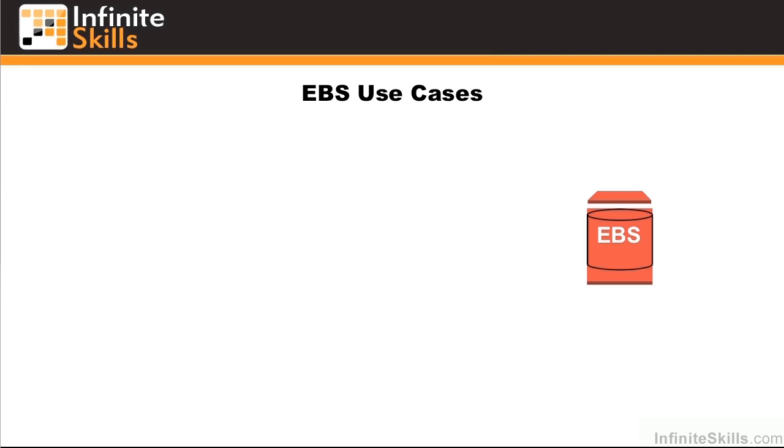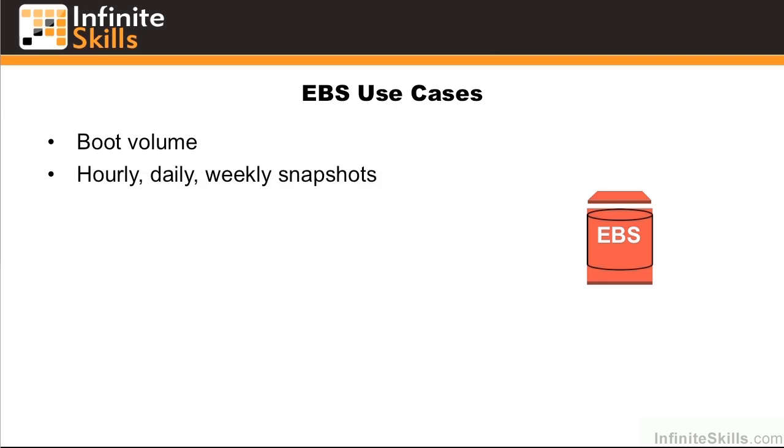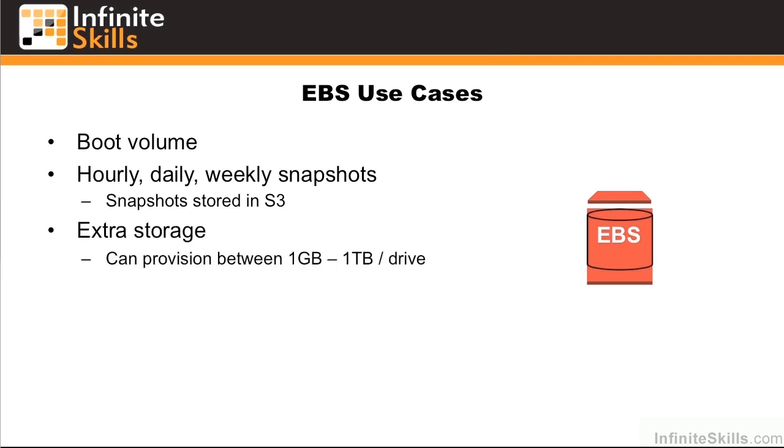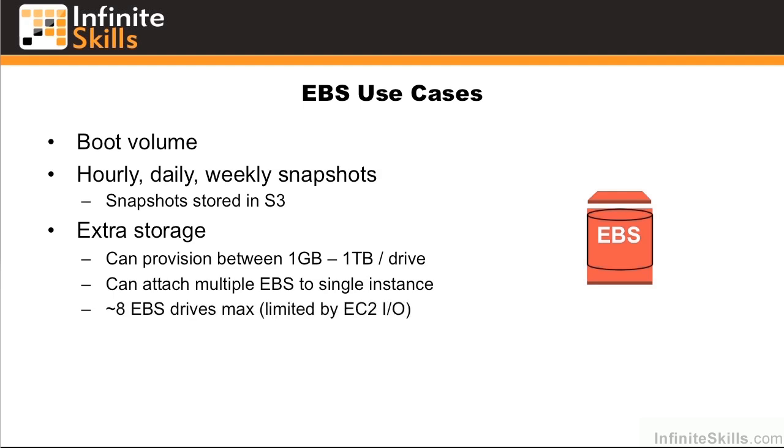Let's look at some of the EBS use cases. The first and best case is as a boot volume. You can do hourly, daily, and weekly snapshots. The snapshots are stored durably in S3. You can also use it whenever you need extra storage. You can provision between 1 gigabyte and 1 terabyte per EBS volume. And you can attach multiple EBS volumes to a single instance. The sweet spot typically maxes out at about 6 to 8 EBS volumes.